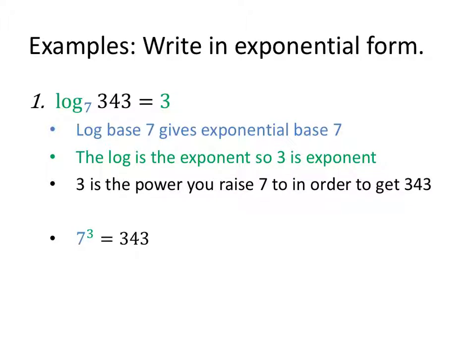So let's write them in exponential form. If I have log base 7 of 343 equals 3, I know first of all that the base of the log, 7, is going to be the base of the exponential. I know secondly, the log is equal to the exponent, so 3 is my exponent. This says that 3 is the power you put on 7 in order to get 343.